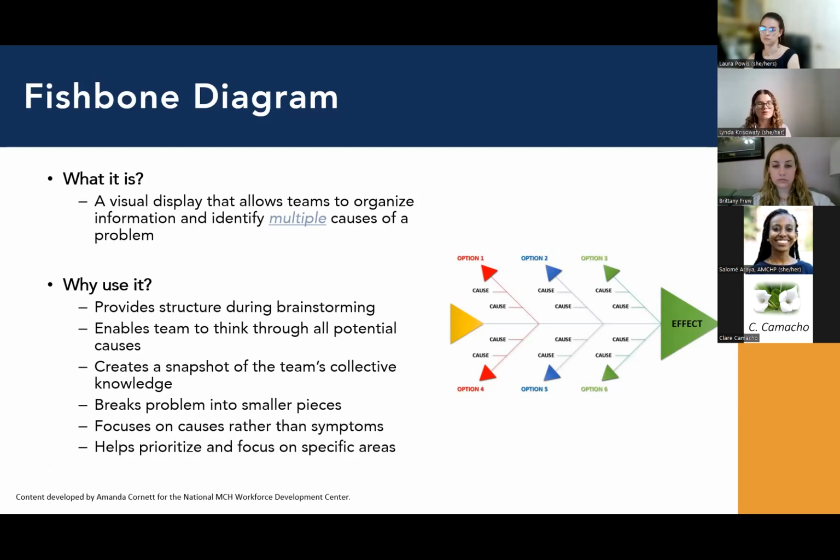And then the last thing that I would offer is that the fishbone diagram can be really helpful for supporting your team to prioritize a relevant cause of an issue, right? Through this diagram, you might identify 5 or 6 or more causes of an issue.